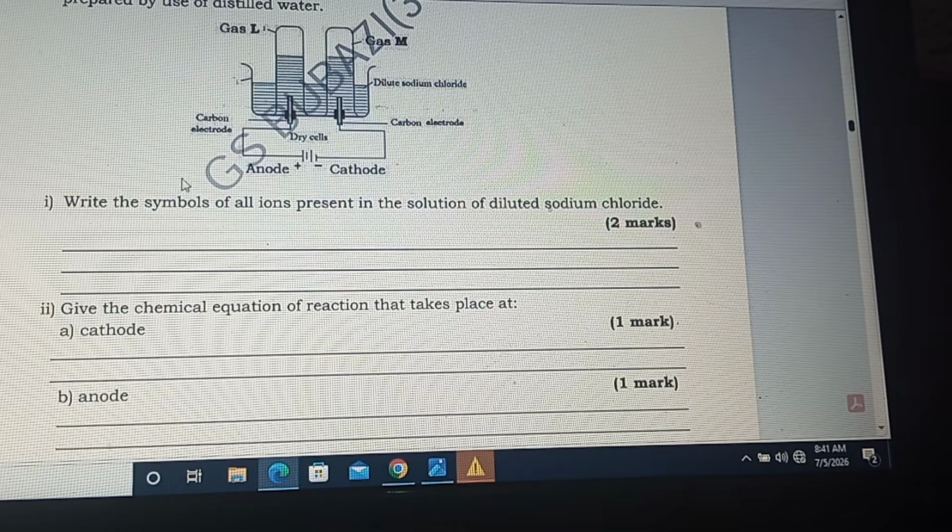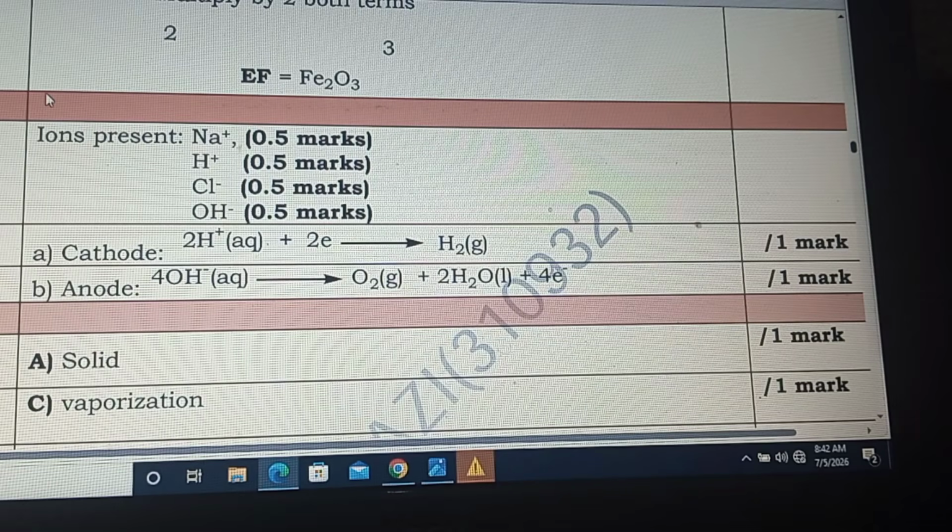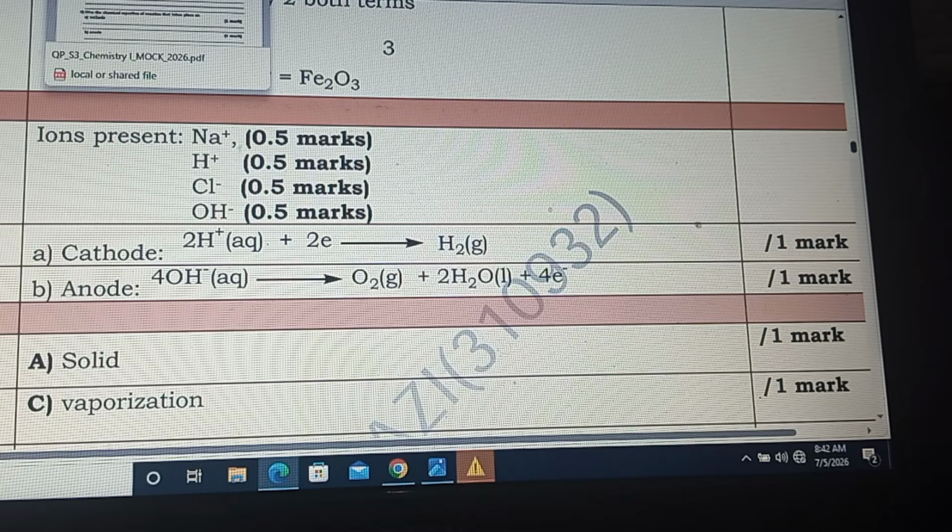Write the symbol of all ions present in the solution of dilute sodium chloride. As I said, dilute sodium chloride is a mixture of sodium chloride with water. Means that the ions present are sodium ion and chloride ion, which come from sodium chloride, and hydrogen ion and hydroxide ion, which come from water. These are the ions present in that electrolysis. Let's continue to the next question.